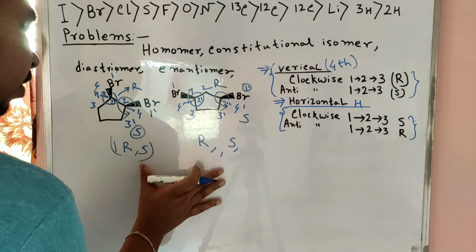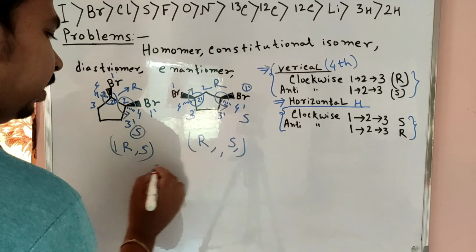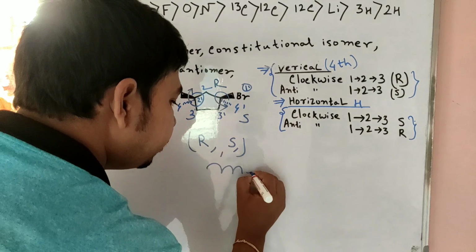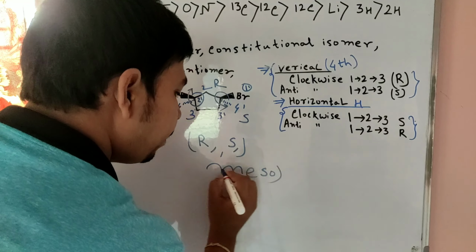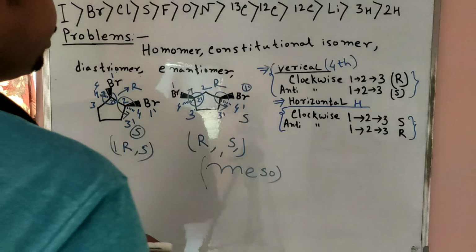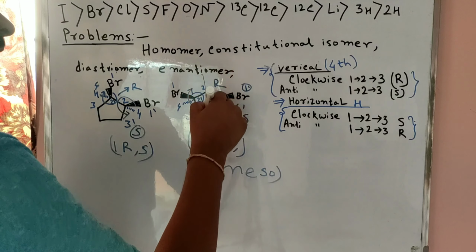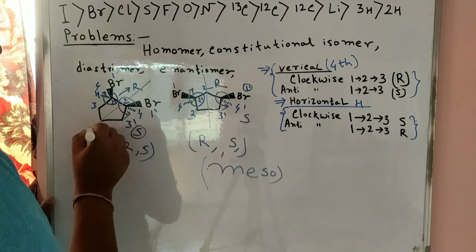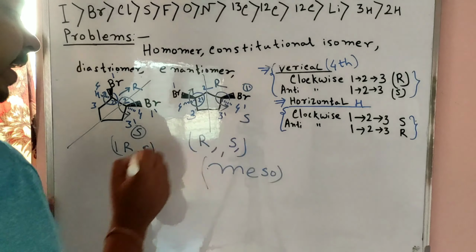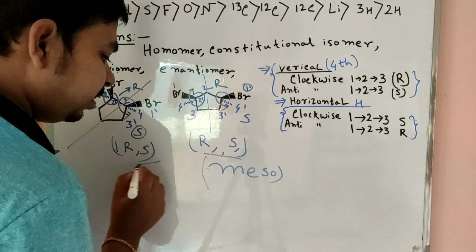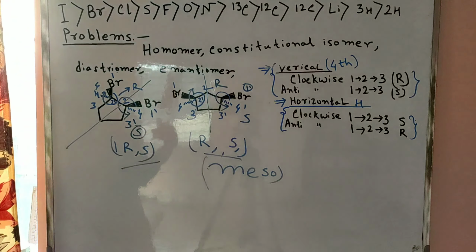So the two are almost the same. So this pair has a meso relationship, meso. Here a plane of symmetry is present, and in this structure a plane of symmetry is present too. So we can easily say that these two isomers have a meso-isomer relationship.